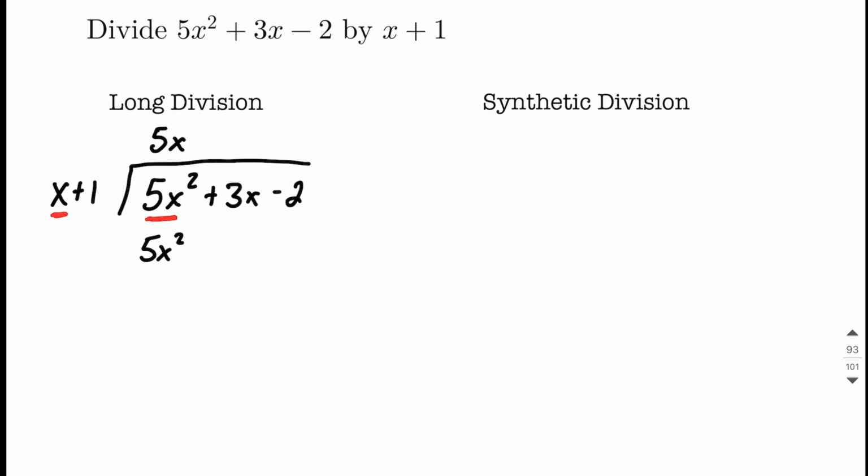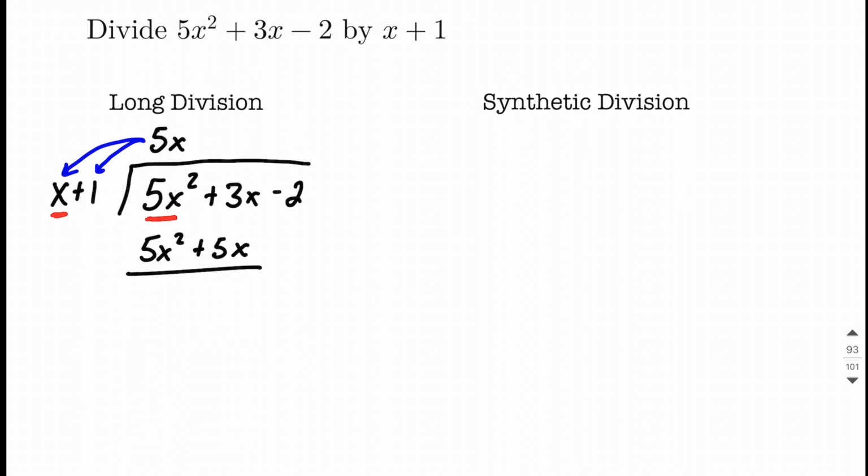And what we're doing here is we're multiplying, we're distributing. This 5x gets multiplied by the x. It also needs to be multiplied by that 1, the other term out there in our divisor. So 5x times positive 1 makes positive 5x. And you'll notice how this lines up nicely, that we have these good columns going on, that our x squareds get lined up, the x to the first powers get lined up.